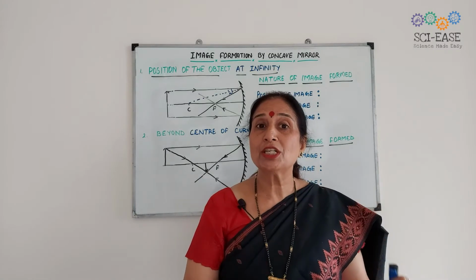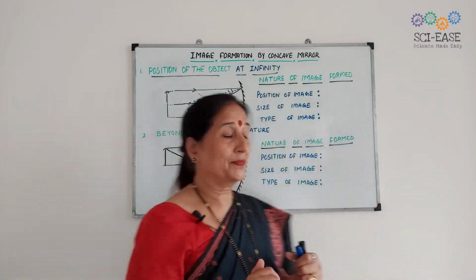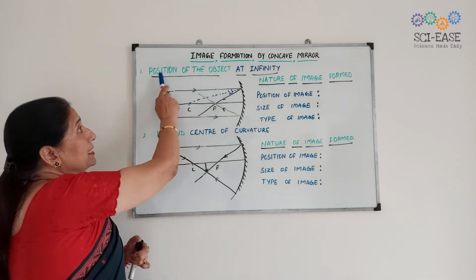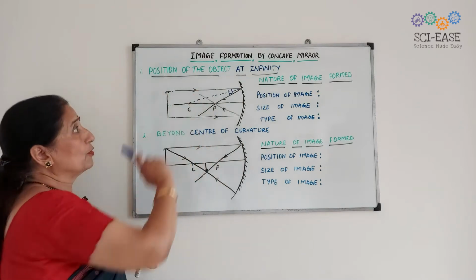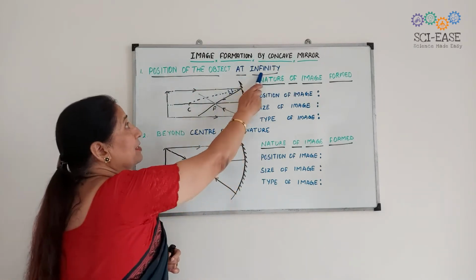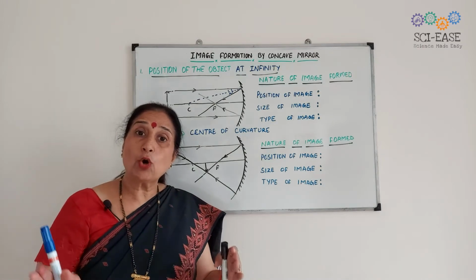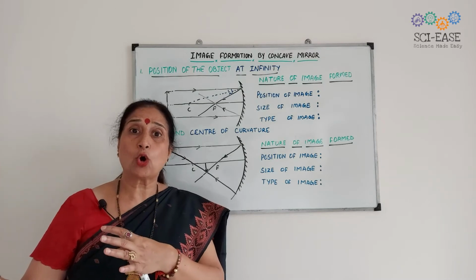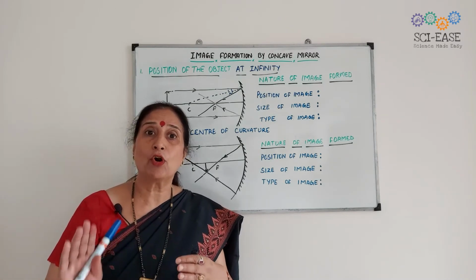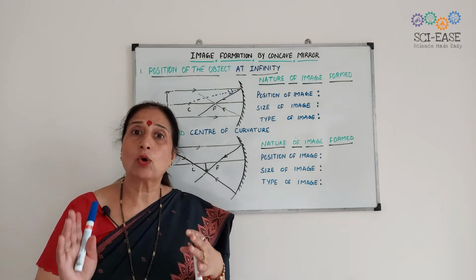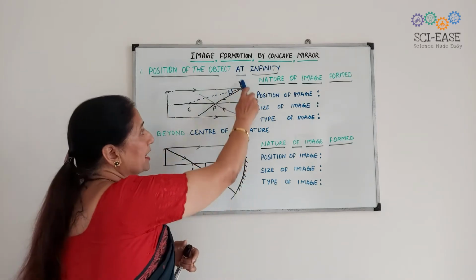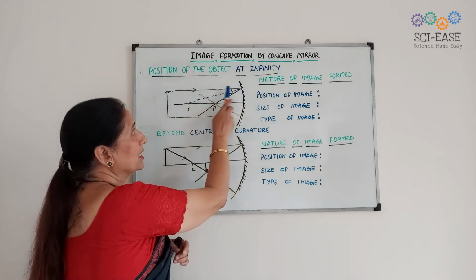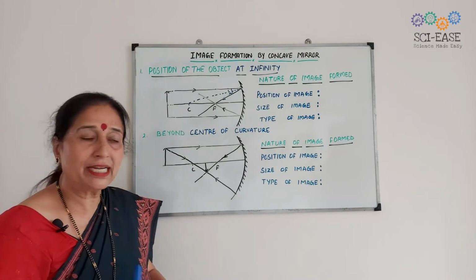At various positions we will place the object. So first, the object is at infinity. What do you mean by infinity? That the object is quite far off, some tree or some building. The rays are coming from it and they will strike the concave mirror. This is the concave mirror. The reflection of the light will take place from the inner side.